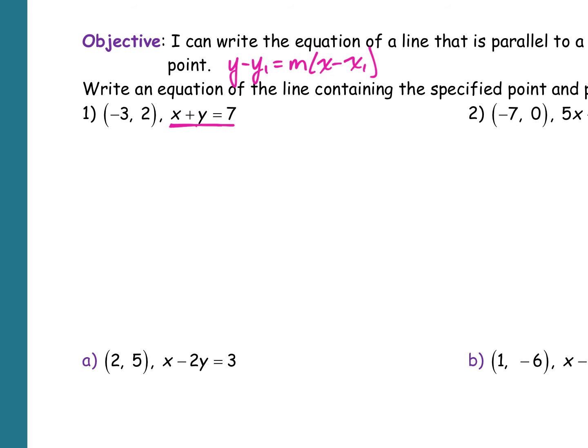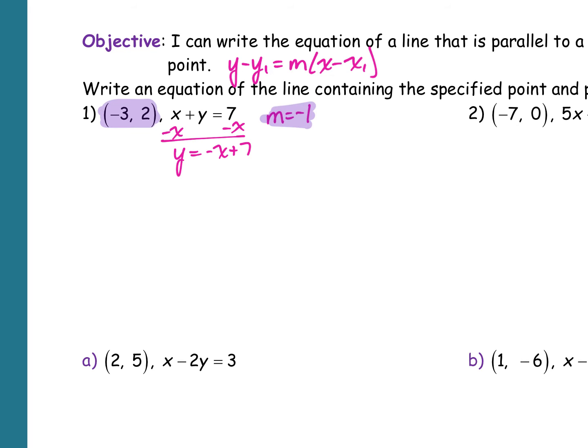So what am I going to do first? First I'm going to erase this. Then I'm going to subtract x. And I get y equals -x plus 7. So what's my slope? -1. What's the slope of my parallel line? -1, because they're parallel, it's got to be the same, right? Is everyone okay with that? So now I have my slope and my point, and I need to write the equation of the line.